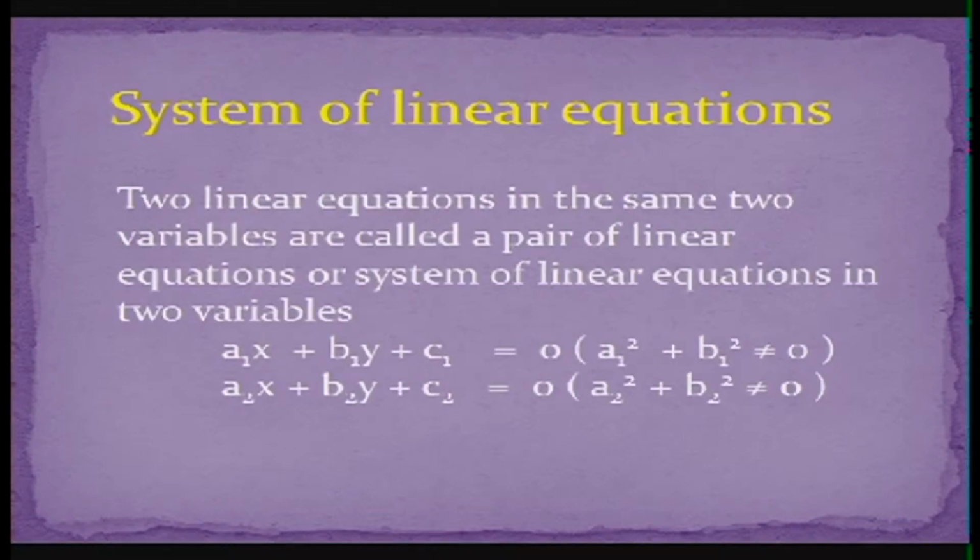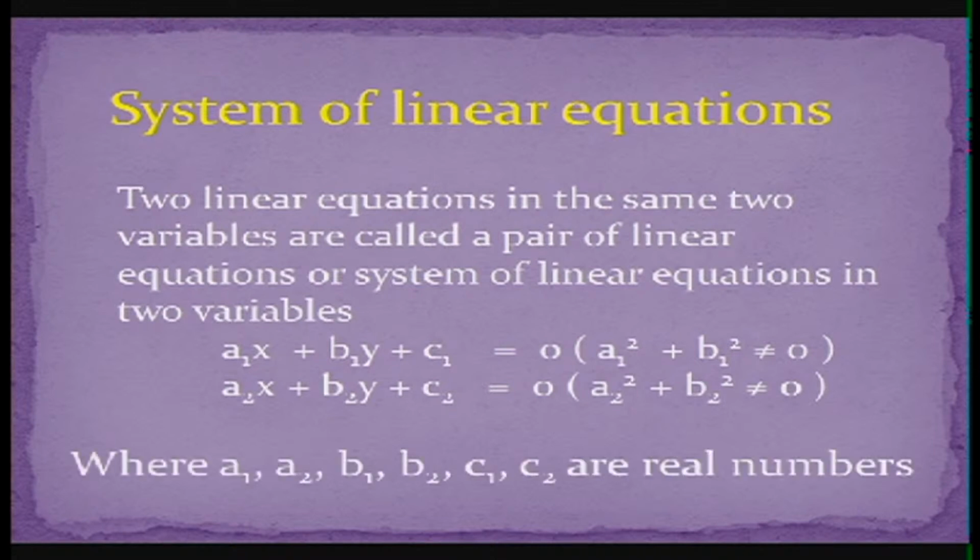The general form is a1x plus b1y plus c1 is equal to 0, where a1 square plus b1 square is not equal to 0, and a2x plus b2y plus c2 is equal to 0, where a2 square plus b2 square is not equal to 0. And also a1, a2, b1, b2, c1, c2 are all real numbers.